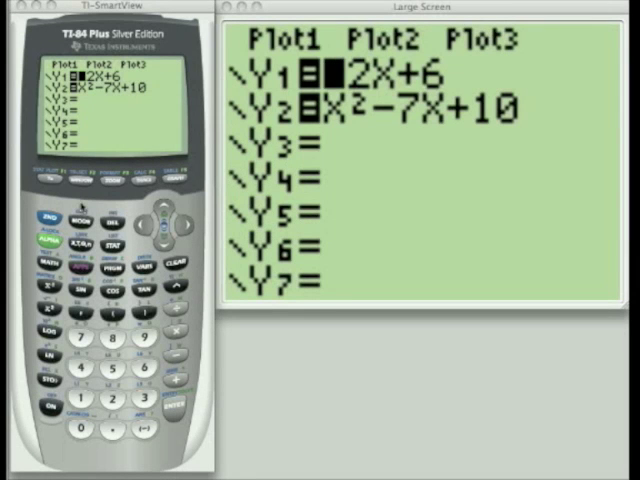Hello everyone and welcome to part 4 of the graphing row series. In this part we're going to focus on the trace button and its second function, calc.